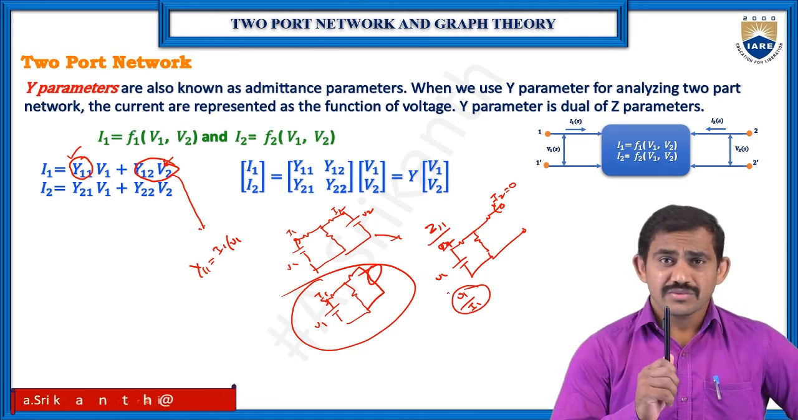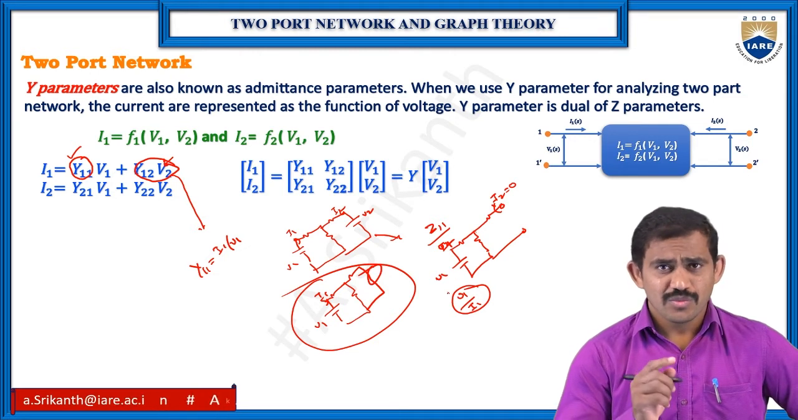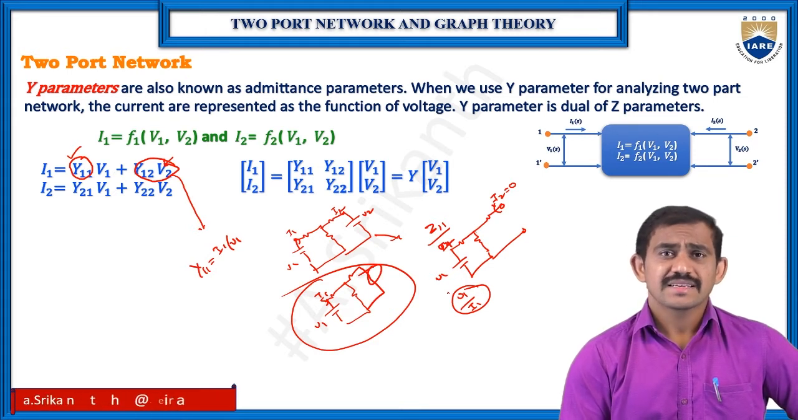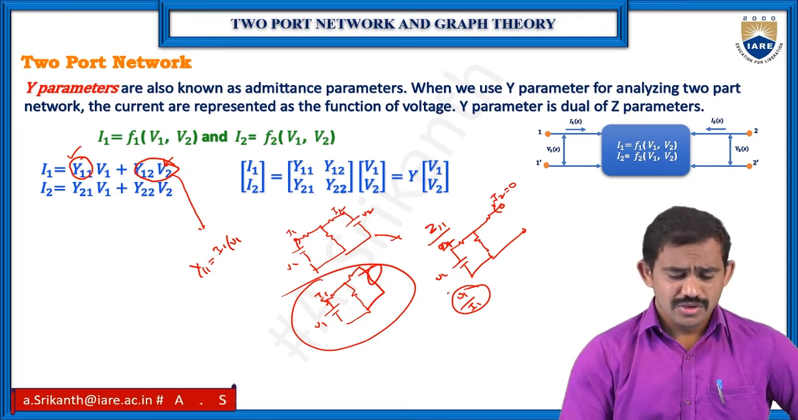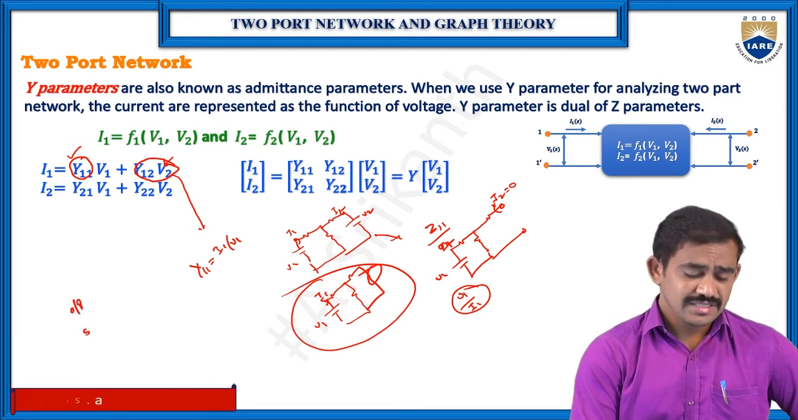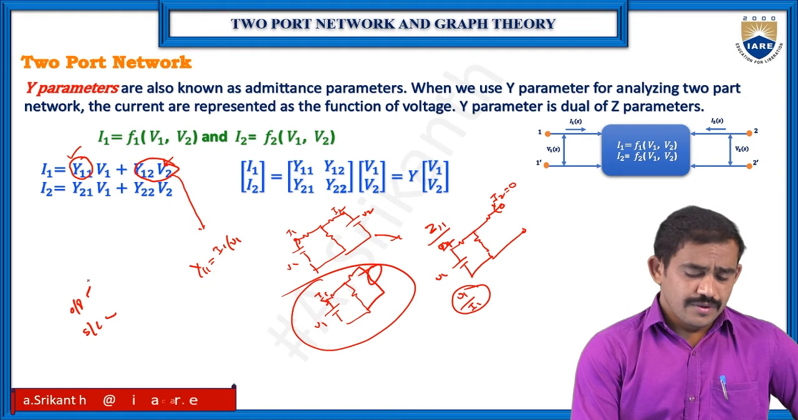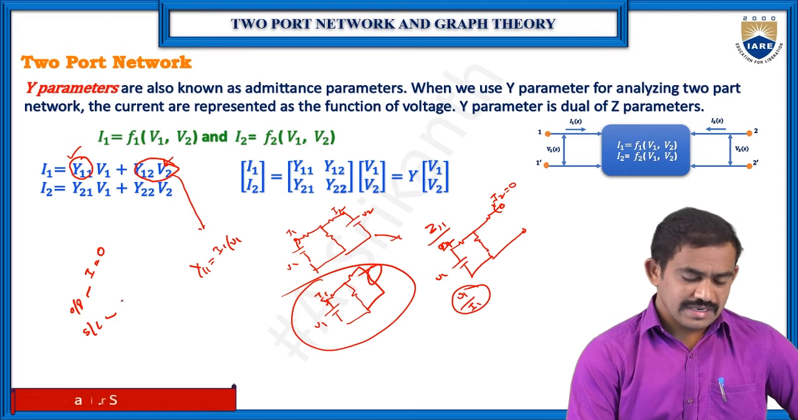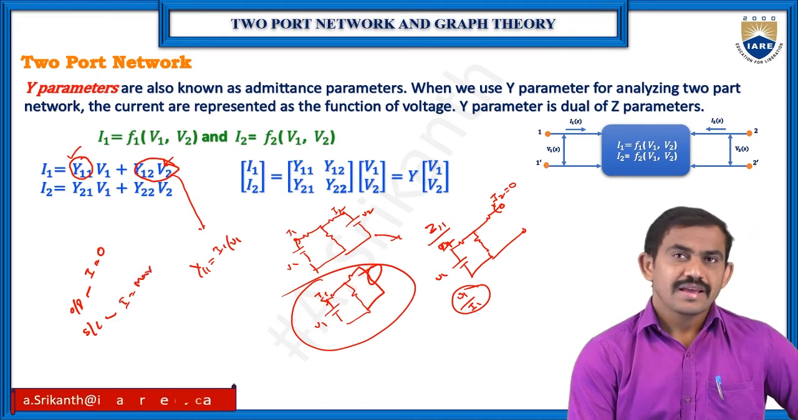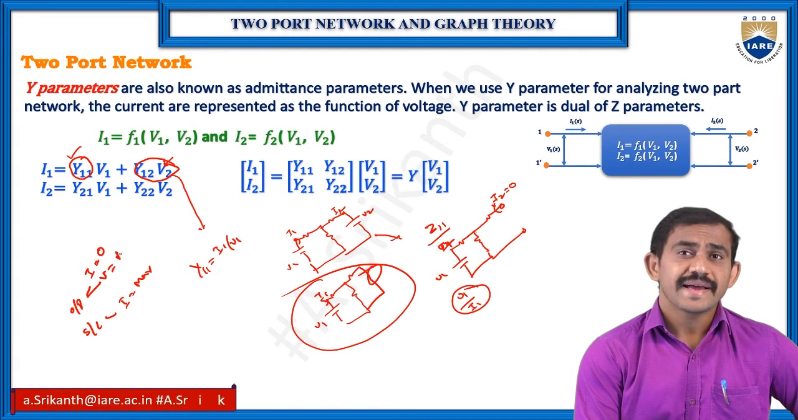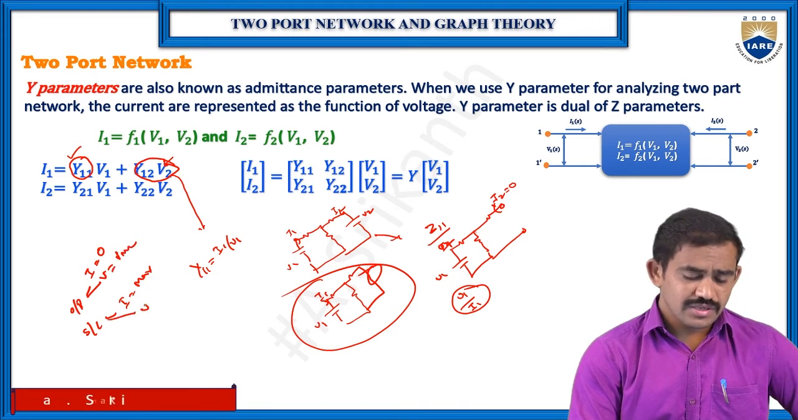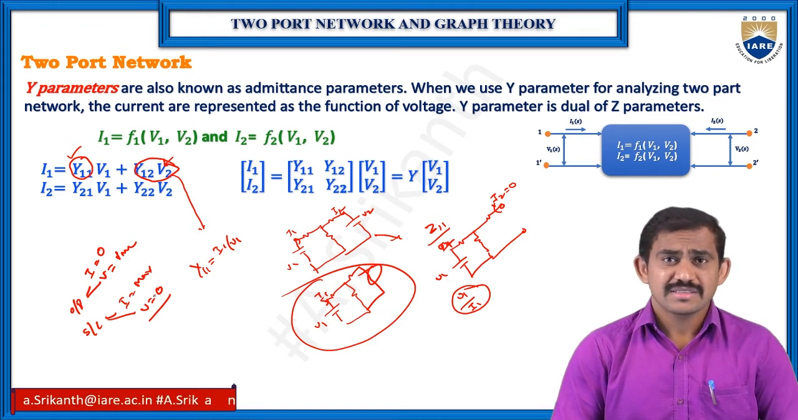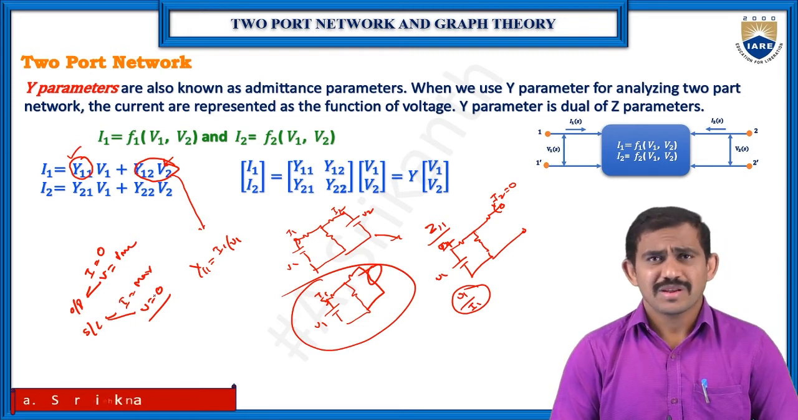So just find out which logic you are using. When open, automatically I2 is 0: open circuit current is 0, and voltage 0 means short circuit. So open circuit current is 0 and short circuit current is maximum. Same, open circuit voltage is maximum and short circuit voltage is 0. Using this condition, we can use any type of parameters and find out those parameters.